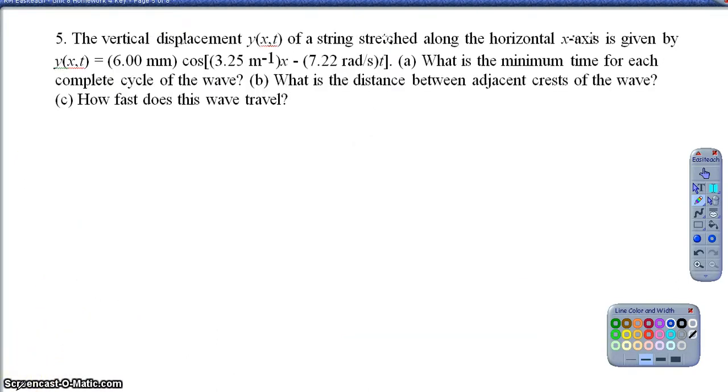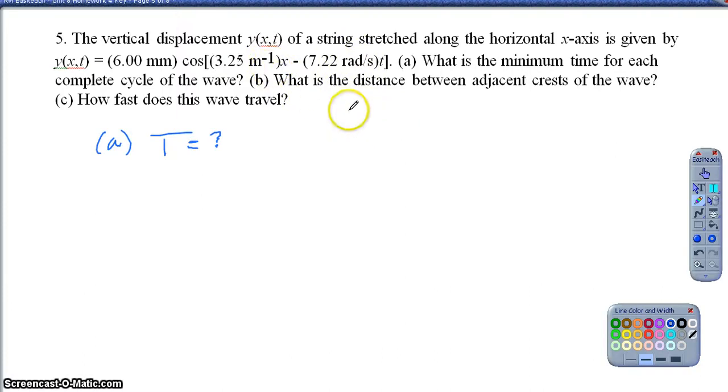Alright, so question 5 here gives us a relatively complex function, right? It gives us our displacement for the position and time function. And it actually ends up being a pretty easy question if we just keep it simple. What is the minimum time for each complete cycle of the wave? That's another way of basically saying, what is the period of the wave? And to find the period, I'm just looking at the inside function here.